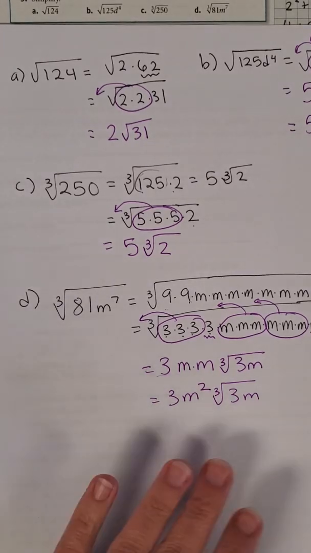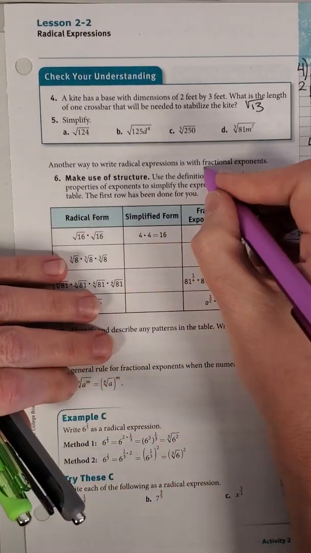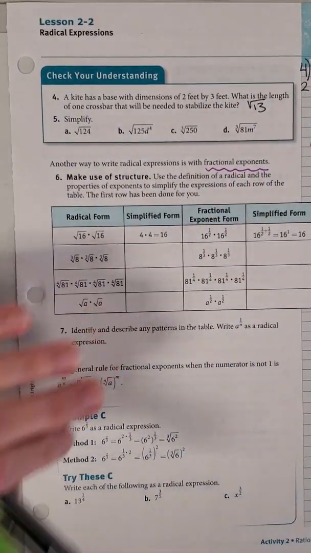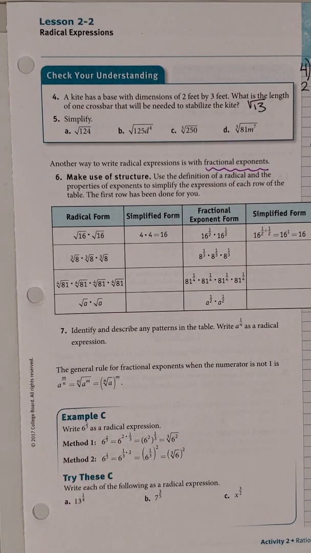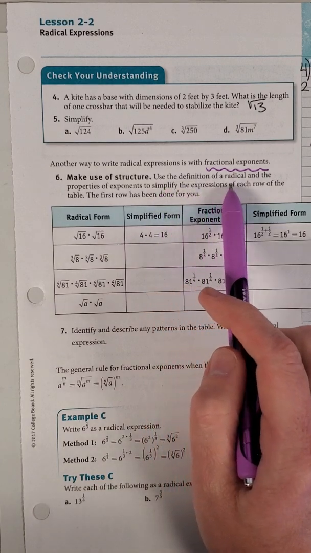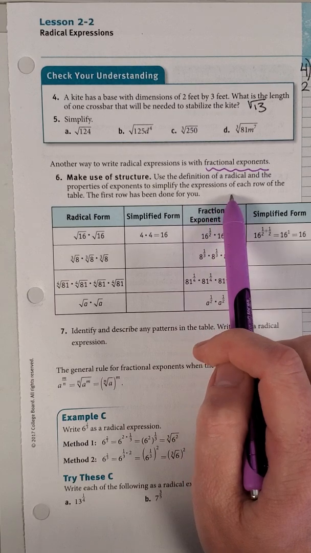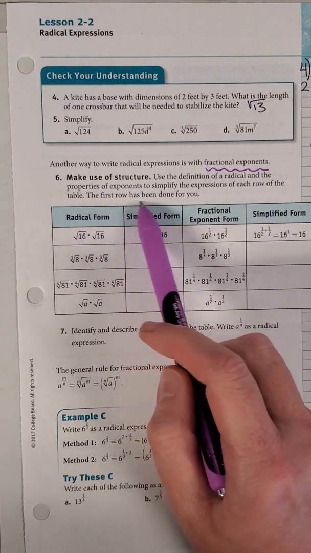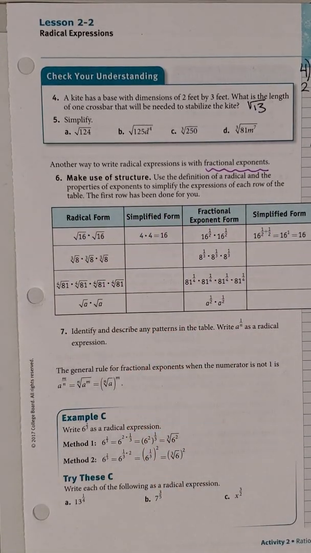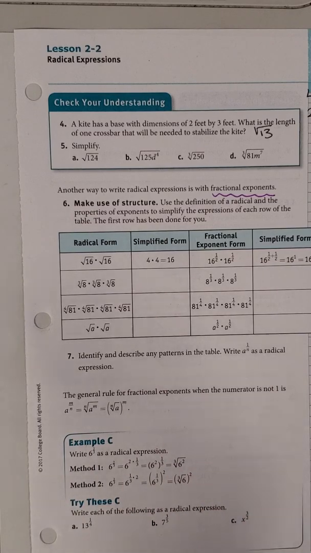All right, moving along. Another way to write a radical expression is with a fractional exponent. So a fractional exponent says make use of structure. Use the definition of a radical and the properties of exponents to simplify the expressions of each row in the table. The first row has been done for you. All right, so you may wonder where this 1/2 came from because they just spring that on us.